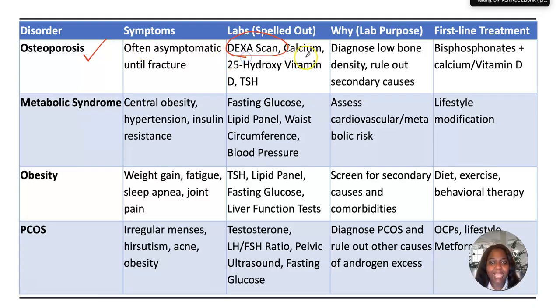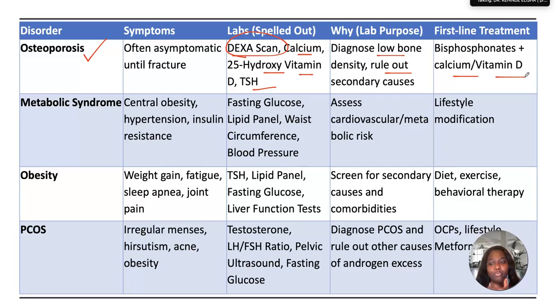We have not seen osteoporosis. Don't forget DEXA scan, calcium, 25-hydroxy vitamin D, TSH are labs that we're going to obtain. Why do we need this lab? To see what our bone density is, is it low? To rule out any kind of secondary causes. And bisphosphonate plus calcium or vitamin D is the main treatment for osteoporosis. What about metabolic syndrome? Lifestyle modification. You want to be able to assess cardiovascular or metabolic risk. What about obesity? Of course, we know that we're getting weight gain, sleep apnea, joints start to hurt and stuff like that. The best first line treatment is still diet and exercise, and of course, behavioral therapy.